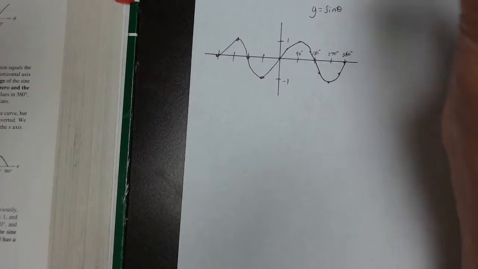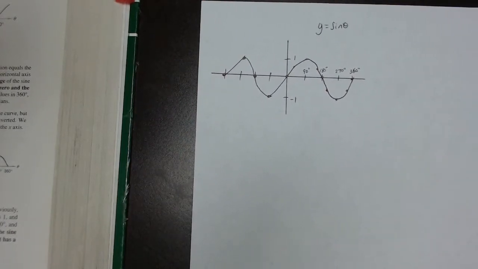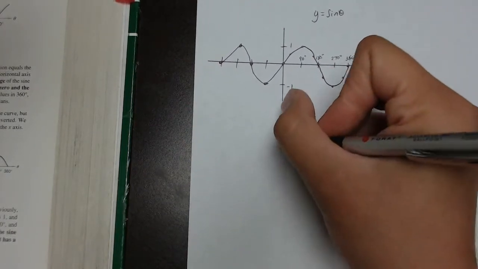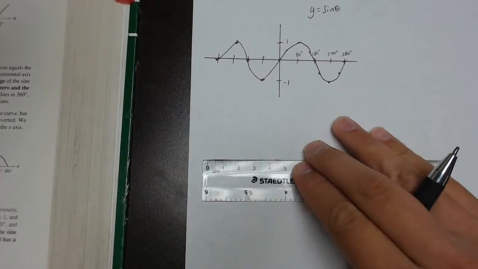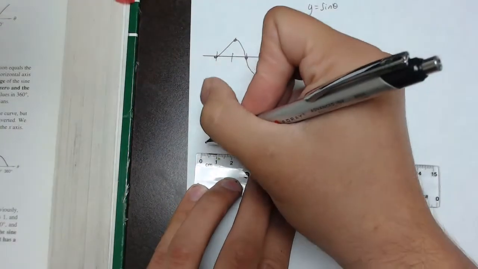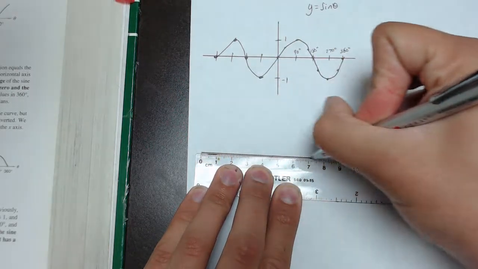Now, for the graph of cosine, if I were to follow the exact same method, which takes a while, and I were to use all my plots from the unit circle, you can go ahead and compare this on your unit circle.